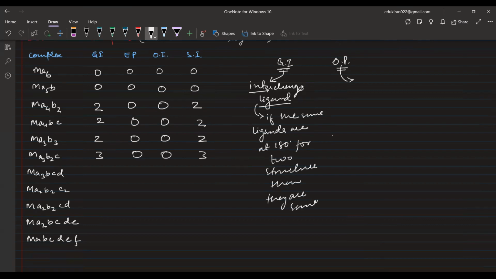For optical isomer, we see whether a complex is having a plane of symmetry or center of symmetry. If it does not have plane of symmetry, it does not have center of symmetry, then it is going to have an enantiomeric pair. Okay, so first of all, let's look at this remaining portion, MA3BCD.